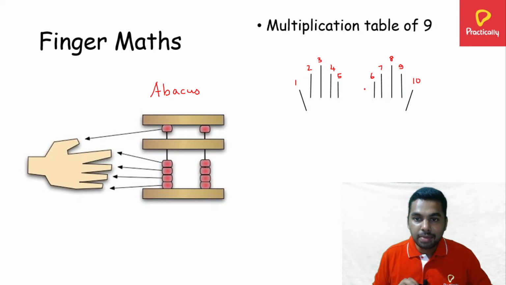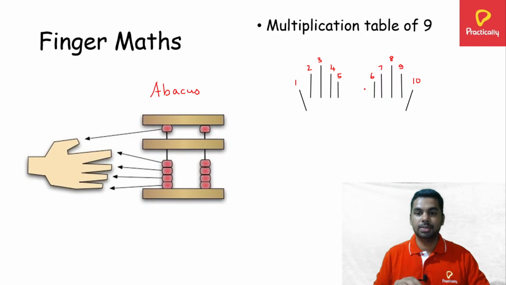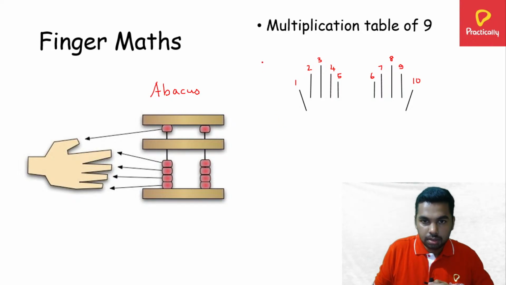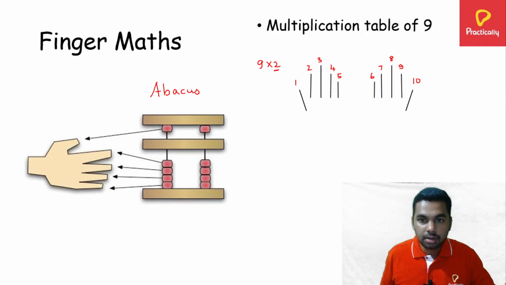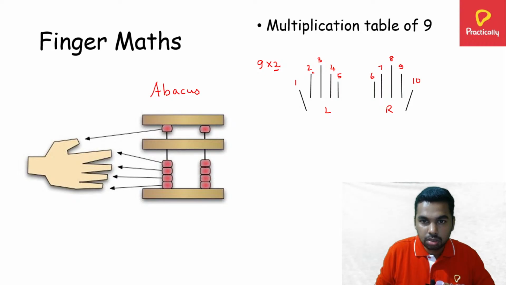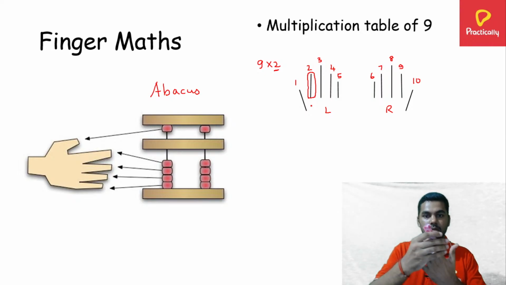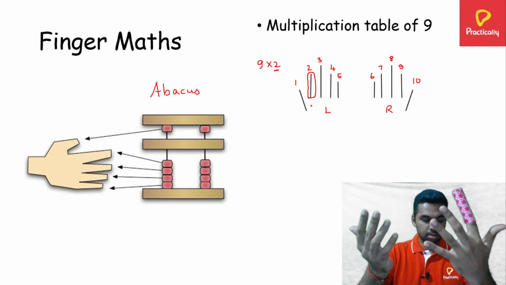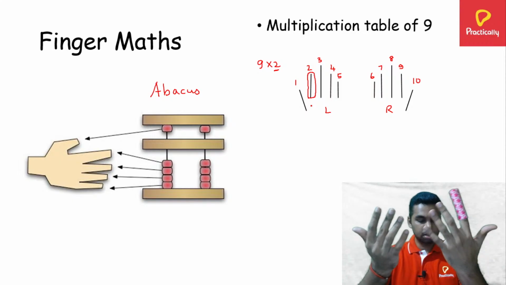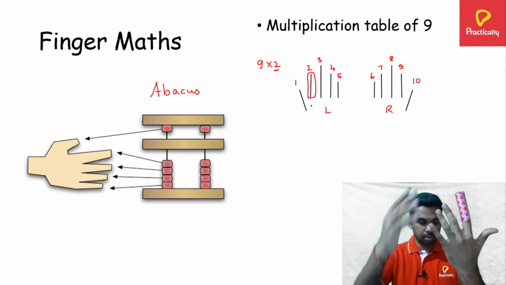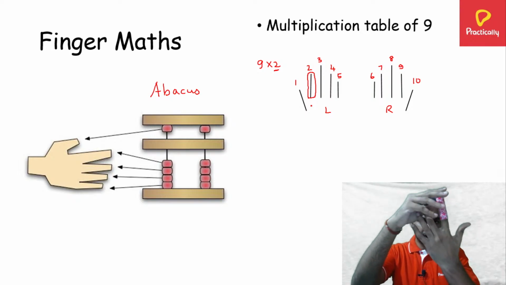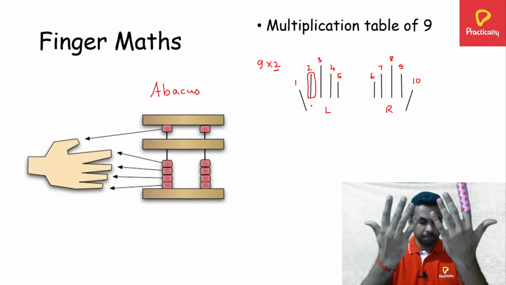So if I want to do 9 multiplied by 2, what you have to do is I'll just take the second finger, and so this is the left hand, this is the right hand. I'll just put a circle around it. Okay. So this is how I'll put. Hope you can see me, see my hands. So I have just put just a small red colored cap on my second finger.